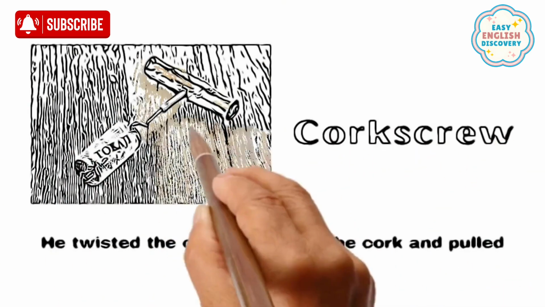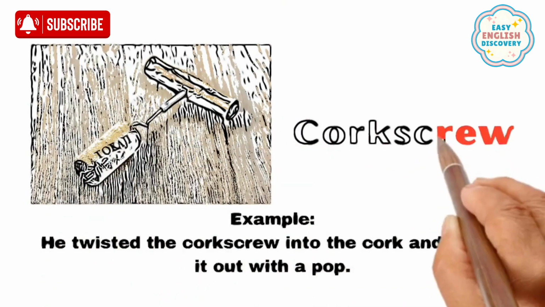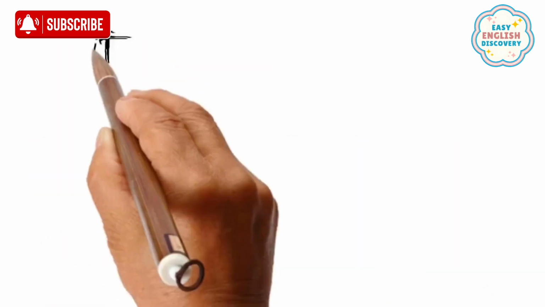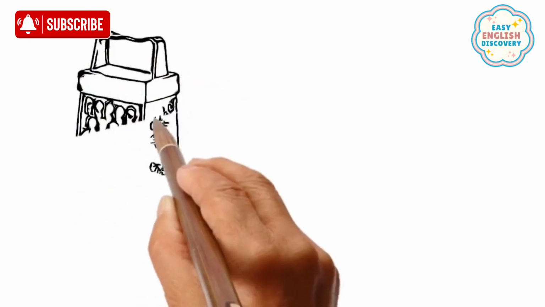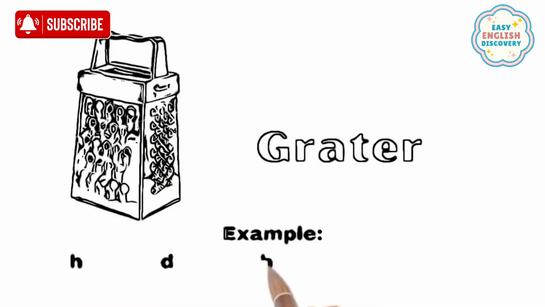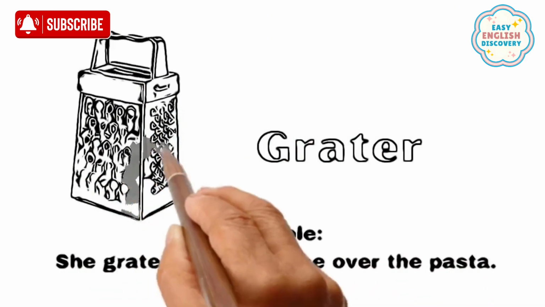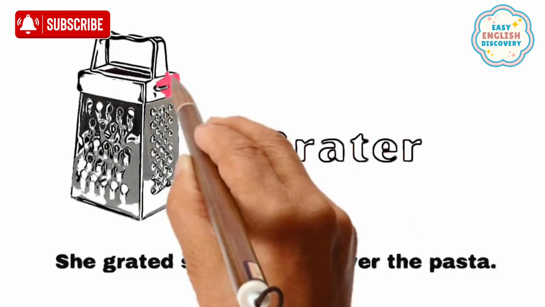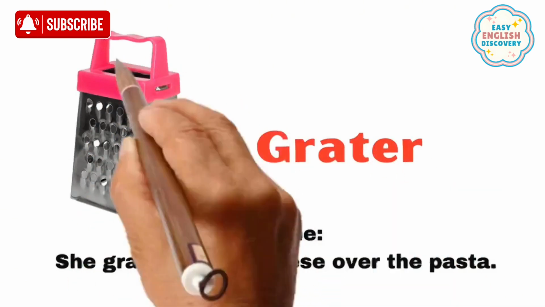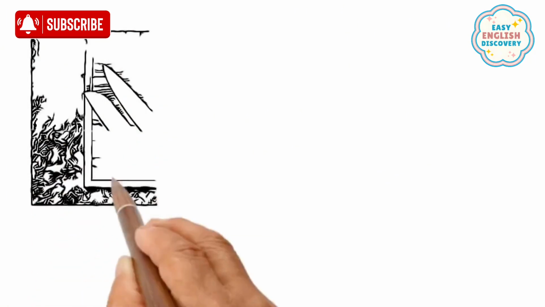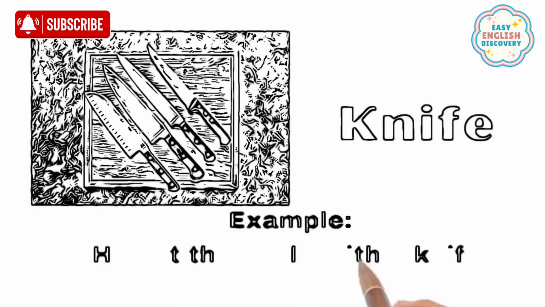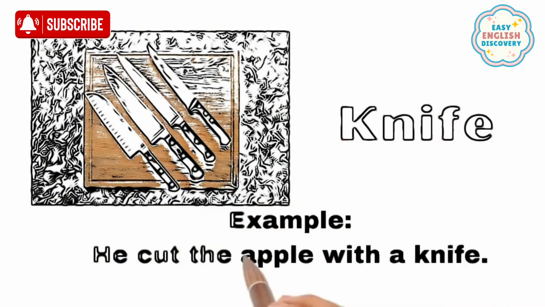Corkscrew. Example, he twisted the corkscrew into the cork and pulled it out with a pop. Grater. Example, she grated some cheese over the pasta. Knife. Example, he cut the apple with a knife.